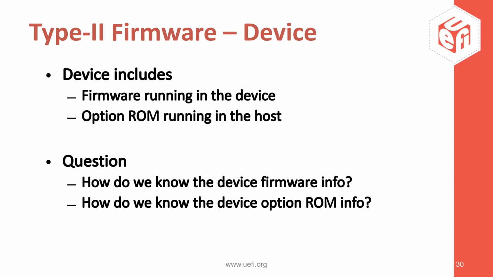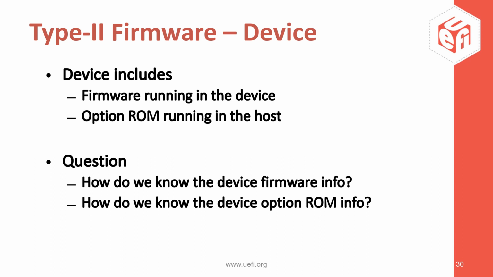Okay, thank you, Vincent. Here I will continue the discussion on this type 2 firmware, which is the device firmware. So a device may at least include one immutable ROM or a mutable firmware running on the device. A PCI device may also include a PCI option ROM, which runs as a BIOS driver in the system boot environment.